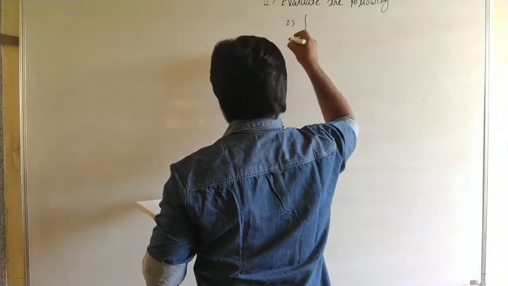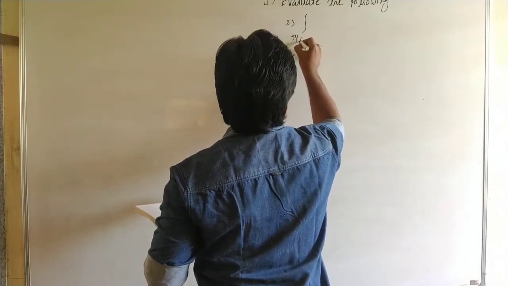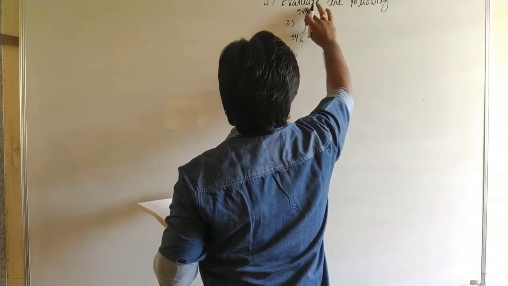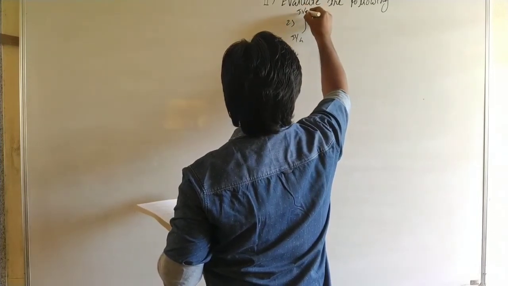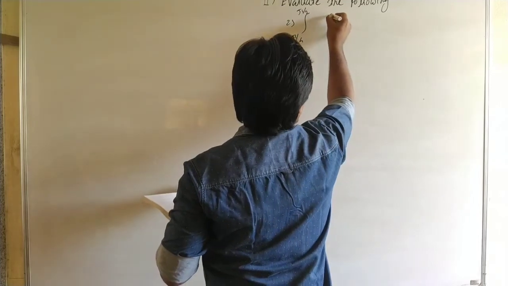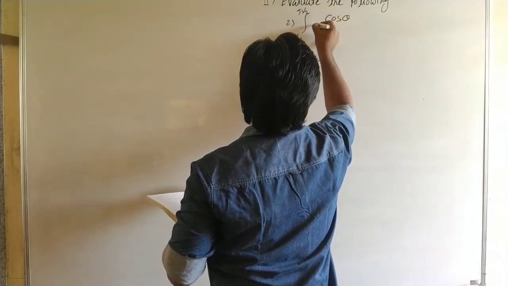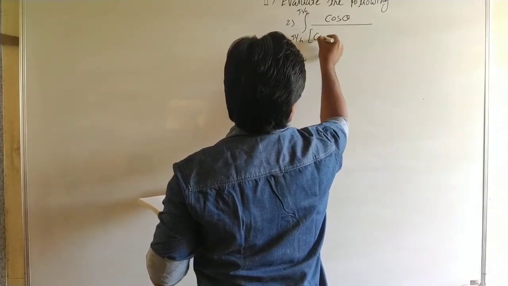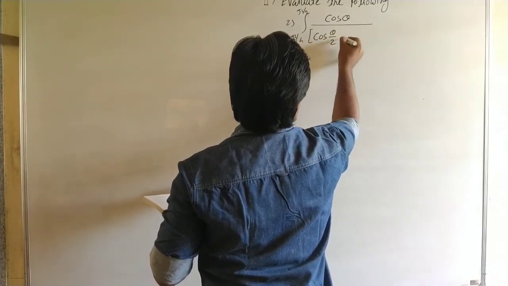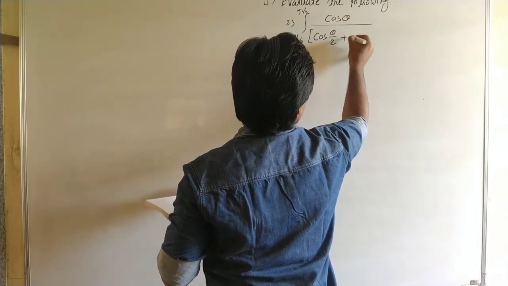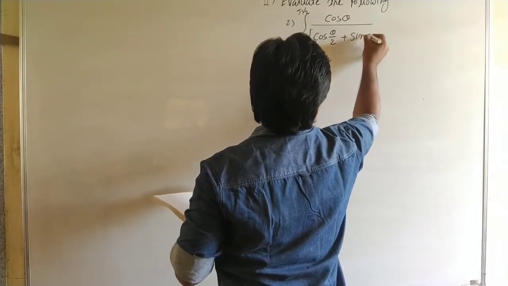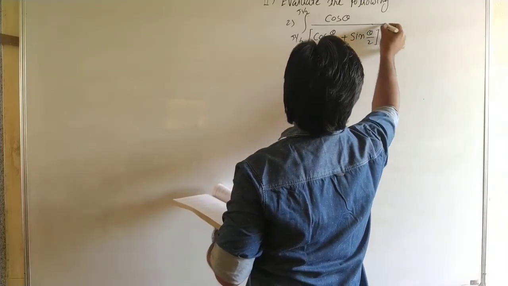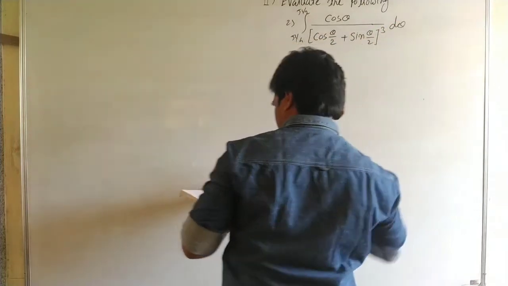integral pi by 4 to pi by 2 cos theta upon cos theta by 2 plus sin theta by 2 whole cube with respect to theta.